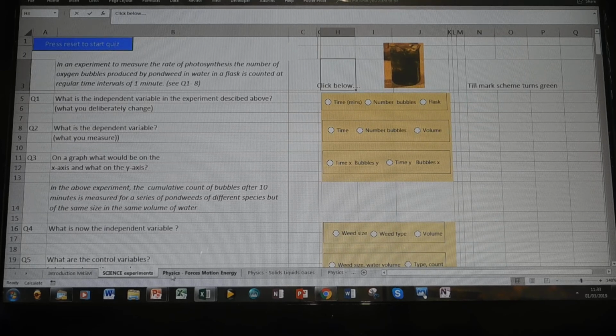This starts off with general science experiments, and this is maths in the wider sense, describing variables, whether independent, dependent or control variables, and which is which. In this one, I'll just click there and get a correct. If I click there, I get immediate feedback of wrong, whereas the number of bubbles is correct. So you can see roughly how it works.